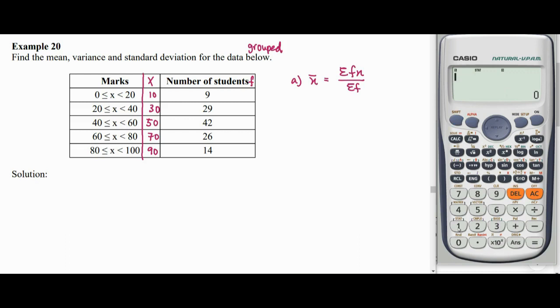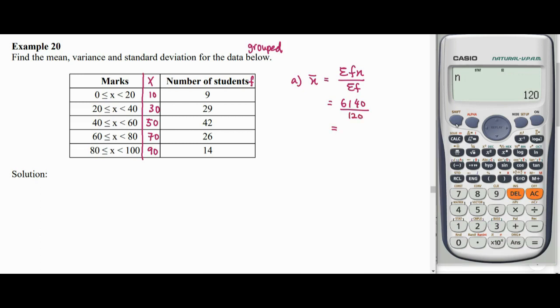Then we're going to find our option or shift 1 to find the summation, number 3. So summation of x, number 2. So here we have 6140 over summation of f. Summation of f will be the number of data. So find your option to get number 4. So what's your data? And here is 120.